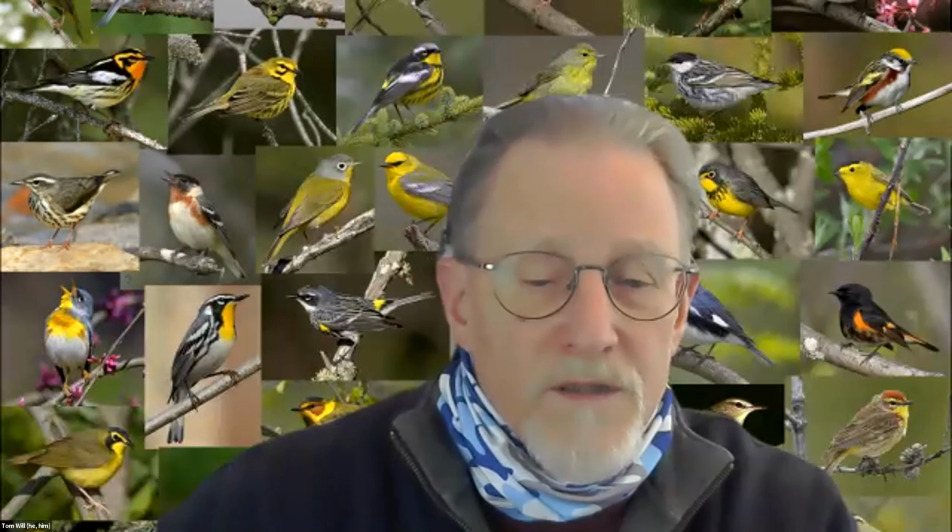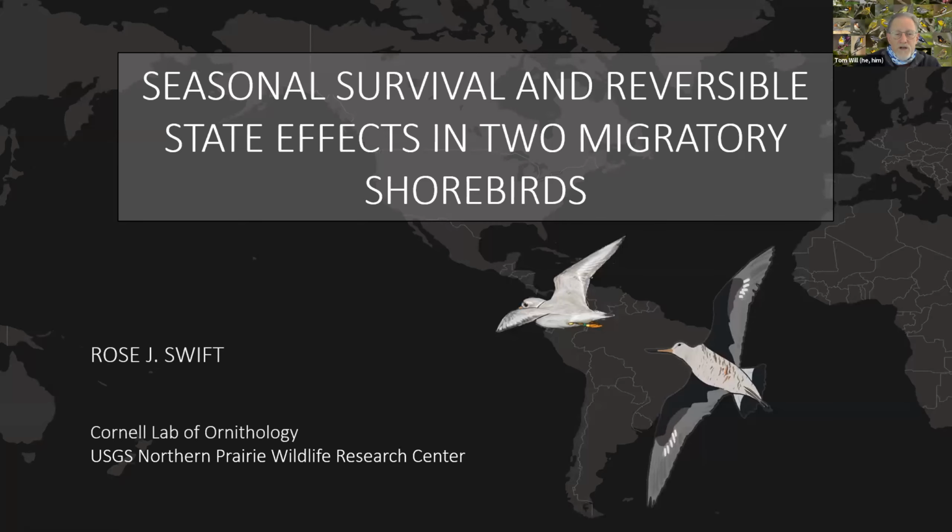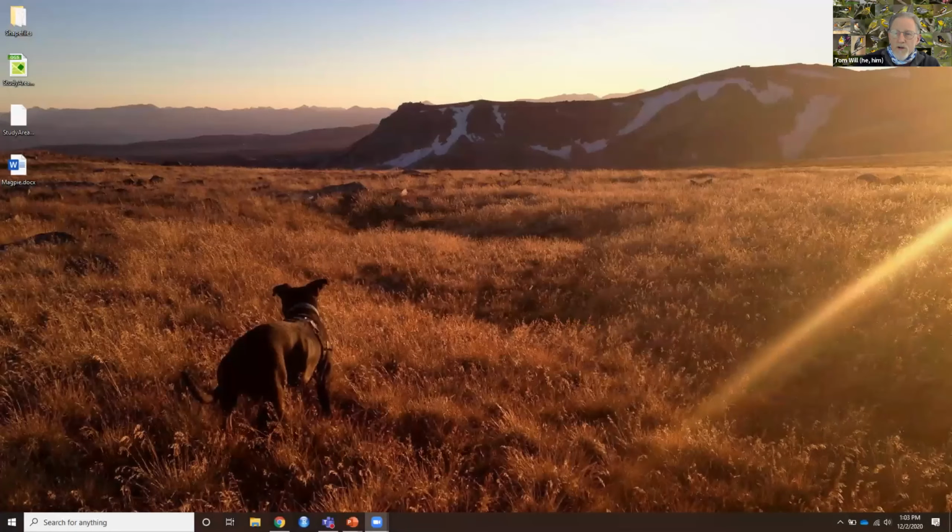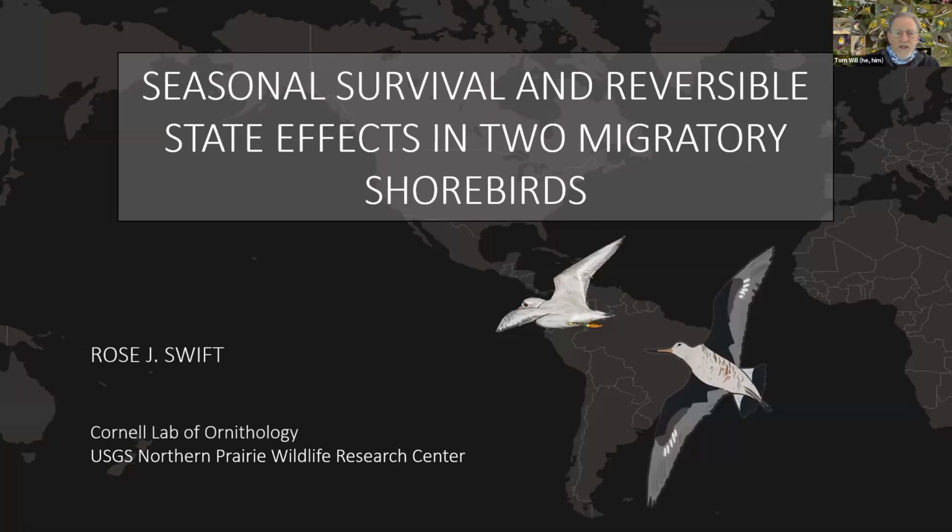So our first presentation of the morning, of the afternoon rather, will be from Rose Swift. Rose is a research ecologist currently with the Northern Prairie Wildlife Research Station, and she'll be talking about seasonal survival and reversible state effects in two migratory shorebirds. So Rose, thank you for being with us today, and take it away.